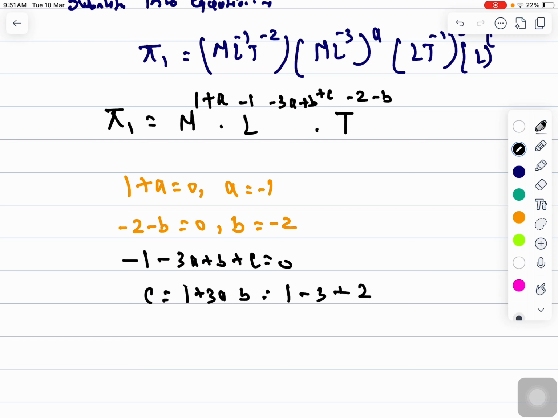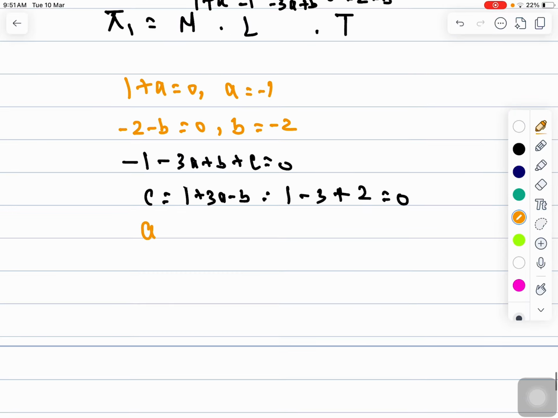I don't know why I'm writing wrong. Minus b. So that will be plus 2, that will be equal to 0. So from here you have got a equal to minus 1, b will be minus 2, c will be equal to 0. Right?